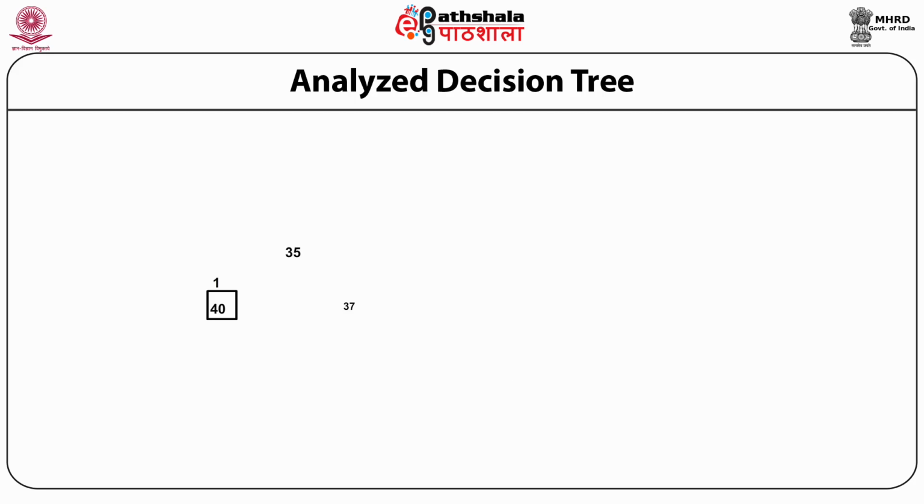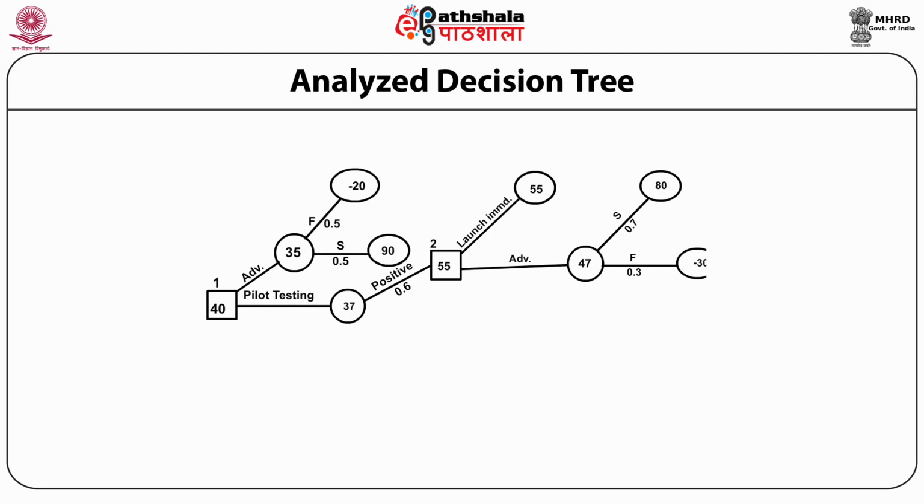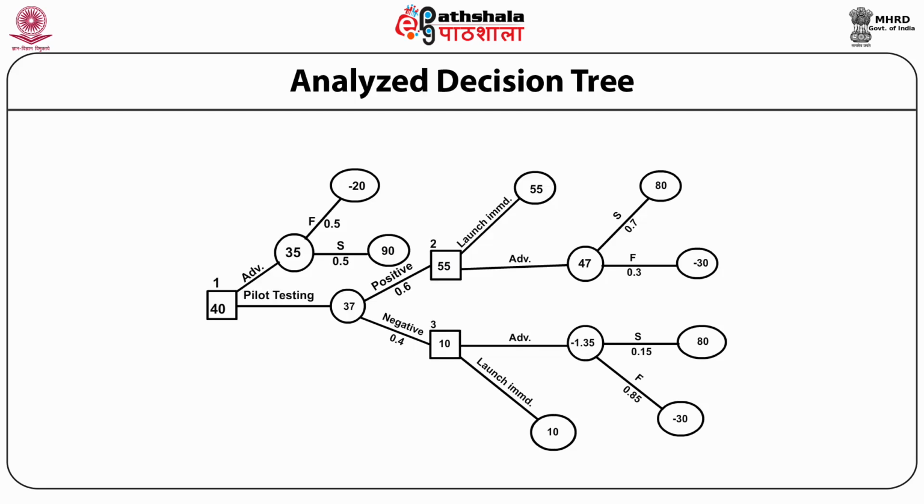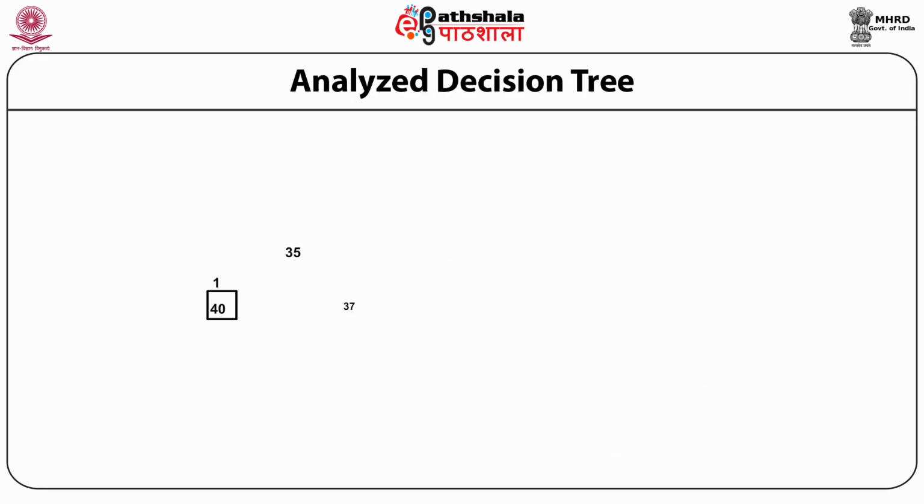So at node number 2 you can see 55 lakh is the maximum payoff, and that comes from the immediate launch of the product. At decision number 3, 10 lakh is the maximum payoff, that again comes from the immediate launch of the product. At decision node number 1, the maximum payoff is 40 lakh, that again comes by the immediate launch of the product. So we will definitely go with the immediate launch of the product.